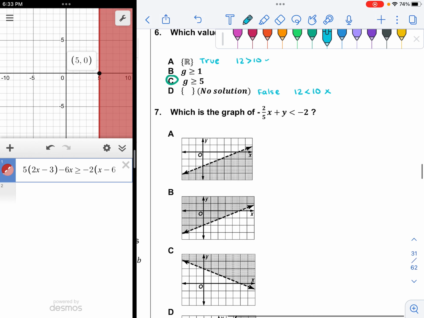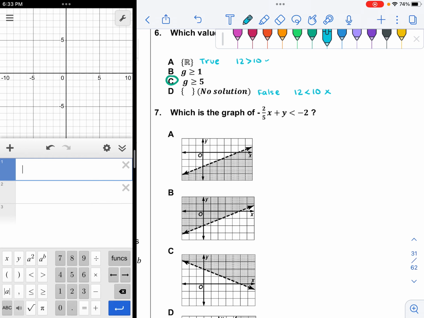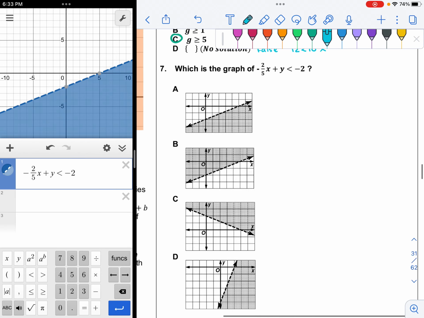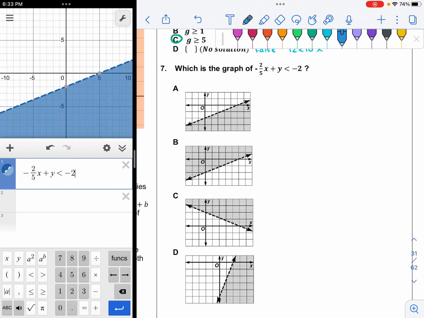Once we start graphing inequalities, that's inequalities with two variables, we can type it in just the way they give it to us. -2/5 x plus y is less than -2. We can look at that one. We see that dotted line. That means it is not equal to. All of those sample graphs are not equal to. We're looking for it to be shaded below, so we can get rid of B and we can get rid of C. And line D, that one's definitely a lot sharper than the one we see on the graph, so it would have to be letter choice A.